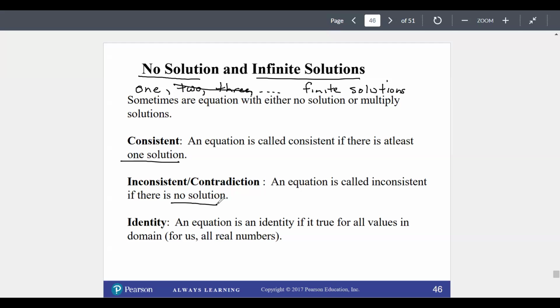Then the second part of this is identity. An equation is an identity if it is true for all numbers in the domain. And in our case, that's just going to be for all real numbers.